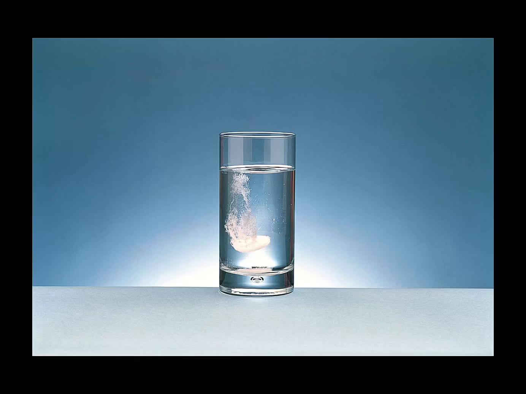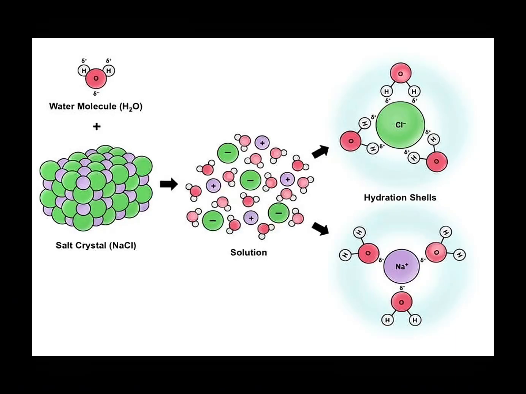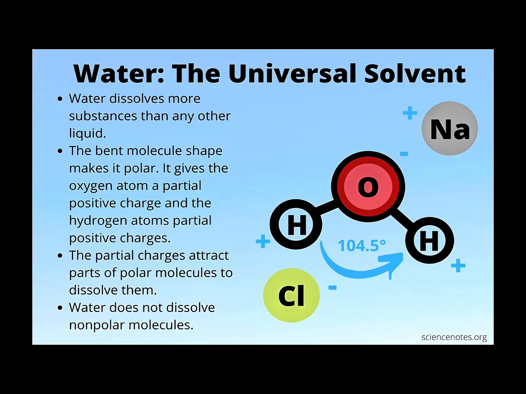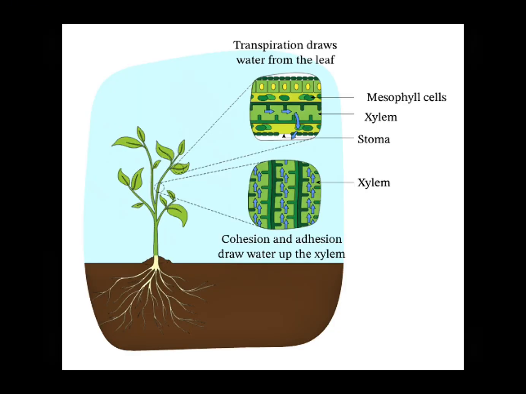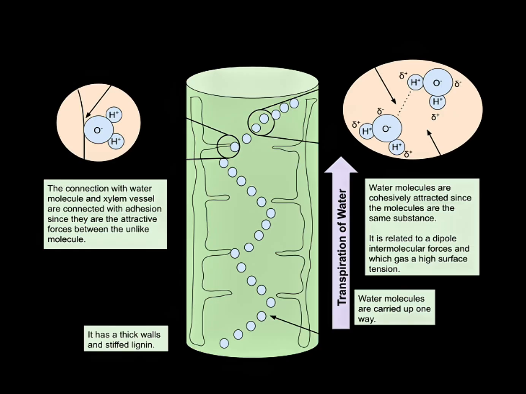Finally, water has solvent properties. Because water is polar, it can surround and separate many types of molecules. This is why water is known as a universal solvent. It can dissolve salts, sugars, gases, and many other substances. This ability allows nutrients, minerals, and chemicals to move through organisms and ecosystems. An example of this is in plants. They use cohesion and adhesion to move water up the stems.